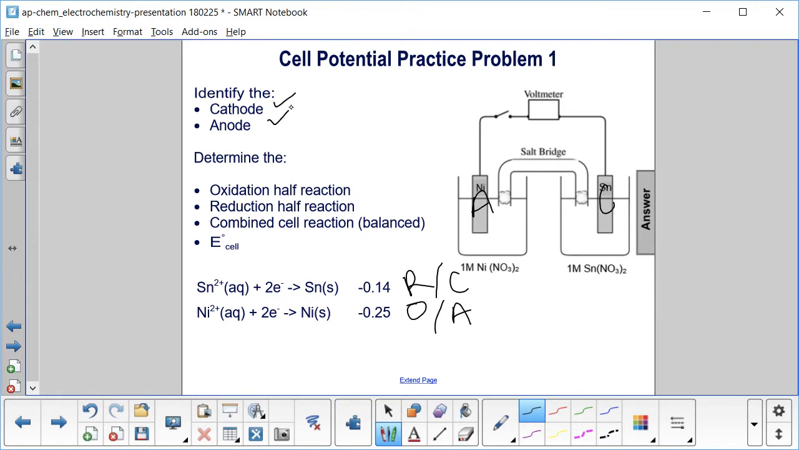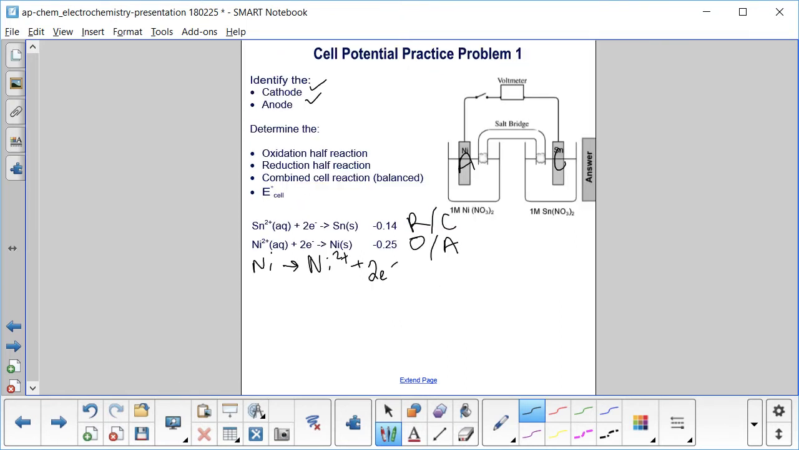Then it says determine the oxidation half reaction and the reduction half reaction, which we've done here. We've labeled oxidation and reduction here, but we need to flip the oxidation reaction to show the loss of the electrons. So nickel goes to nickel 2 plus and 2 electrons. Okay, then we need to combine our two reactions and make sure it's balanced.